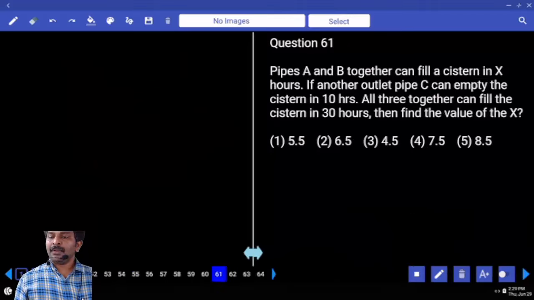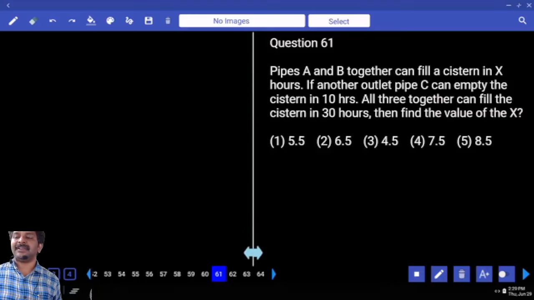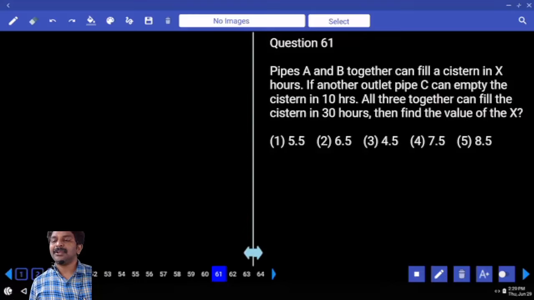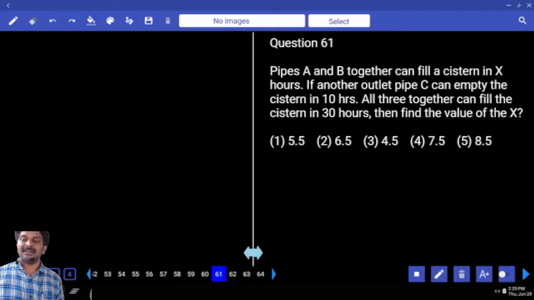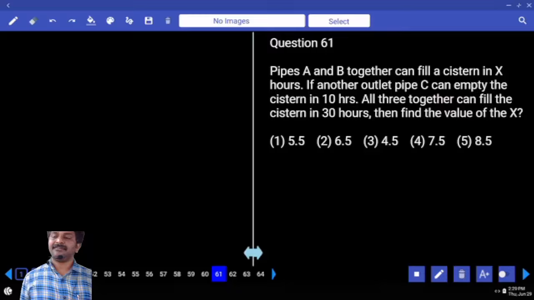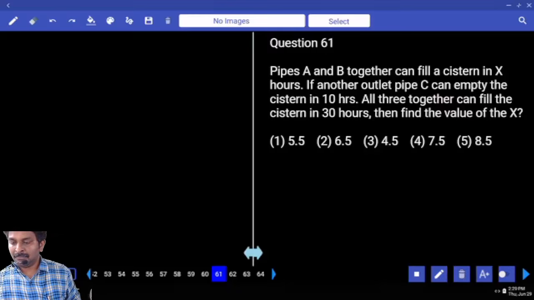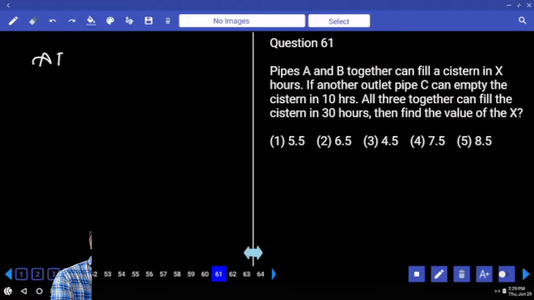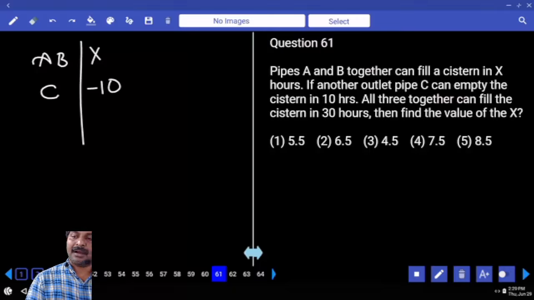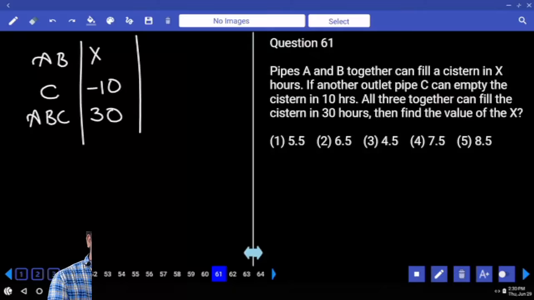Now, pipes A and B together can fill a cistern in X hours. If another outlet, pipe C, can empty the cistern in 10 hours, all three together can fill the cistern in 30 hours. Then find the value of X. AB can fill the tank in X hours. C can empty the tank in 10 hours, so it is negative. A, B, C together can fill the tank in 30 hours. For now, I am taking only C and ABC, because the AB value we have to calculate.